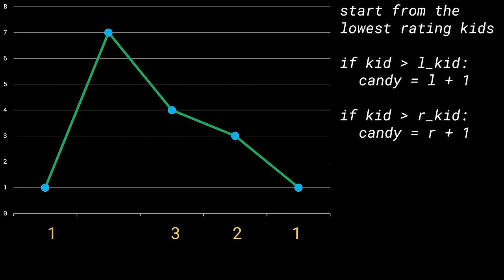And now we finally move on to the kid with the highest rating, right? We started from the lowest rating kids and we slowly moved up the ladder. And now we are going to look at the kid with the value of 7. And what is this kid going to do? This kid will look at the left kid, gives 1 candy, is going to look at the right kid, has 3 candies. And now this kid will realize, hey, you know what? I'm greater than both of these guys. So let me go ahead and get myself 4 candies, because that is going to satisfy both the conditions.